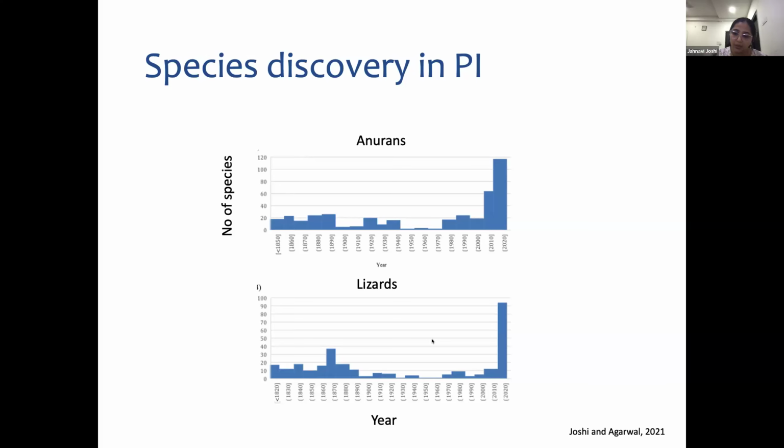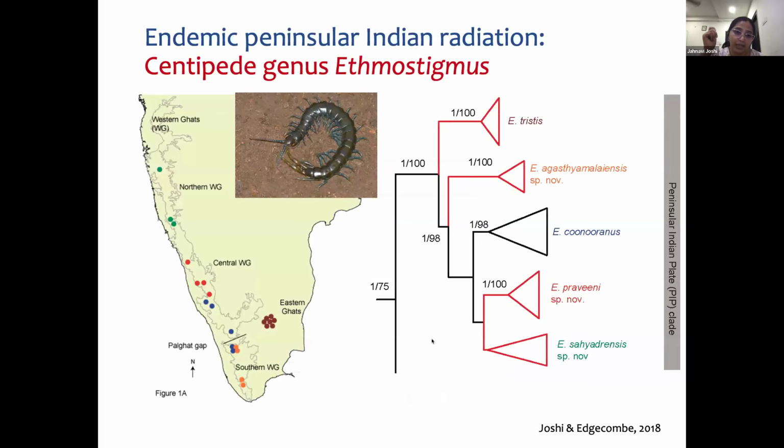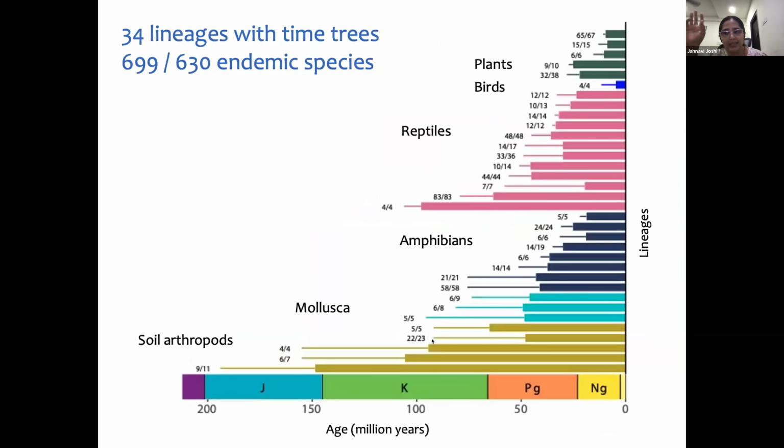And which means we don't only have distribution data now, we also have time calibrated species trees for these lineages. And when we started looking at these data sets, we realized we have around 42 time calibrated lineage trees for at least a minimum of 4 species, which are endemic to peninsular India. And they vary in their diversification times. As you can see, the soil arthropods, which are the oldest lineages here, are around 150 million years, to the bird lineage, which is a very young lineage.